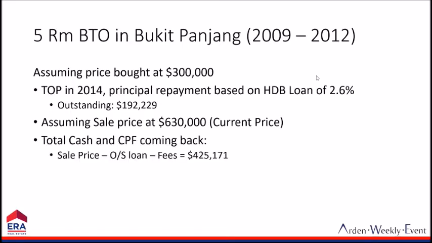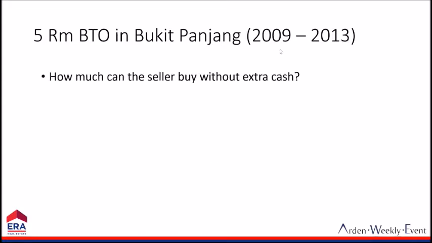So same thing, if you do this exercise, sale price minus outstanding loan minus fees, minimum this guy is getting back 425,000. Okay, I'm sure 他口袋还有钱的. Okay, he still has some money to buy on. So how much can 425 buy using the same example? How much can the seller buy without extra cash?